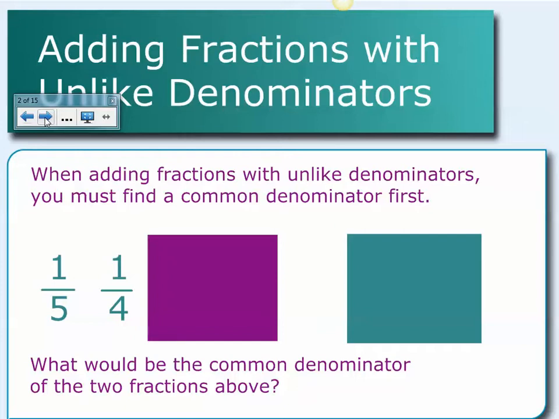So when I look at 1/5 and 1/4, I need to figure out, well, what's the denominator I can turn both 5 and 4 into? So basically, what are multiples of 5, what are multiples of 4, and what's the first one that they both share? So I'm hoping in your head you're thinking aloud, 20. So I would find a common denominator of 1/5 and 1/4, and how many over 20 those both would be.